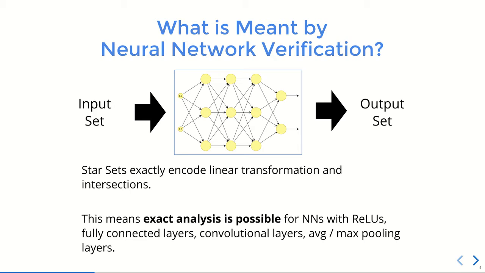The reason they work well for this class of systems is that using star sets, you can exactly encode linear transformations and intersections in high dimensions. And so this means you can do exact analysis for this class of networks. For example, given ranges on the inputs, I can compute all the possible outputs in terms of sets, and then you can say, is a particular output possible by just doing set operations. So this is different than testing. It's sort of like exhaustive analysis.